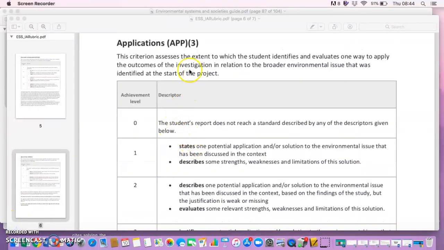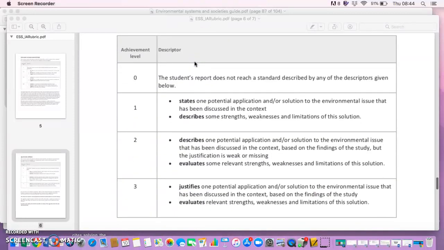So the next section is application. You'll see that this is 3 points, not 6 points. The application is when we really want to talk about what can we do with this information. So how can we use the information that you collected to deal with the environmental issue, because this is an ESS class. So to deal with the environmental issue that we've selected.